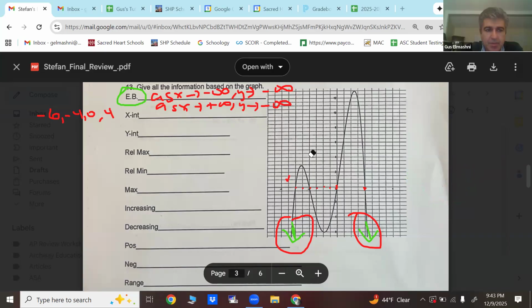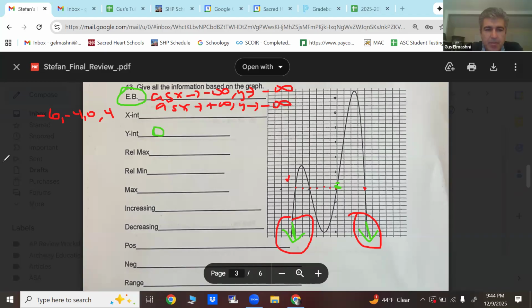Now, where does it cross the y-axis? What's the y value of this green dot? One. No, one would be right here. Zero. Here, right. Okay, so 0.